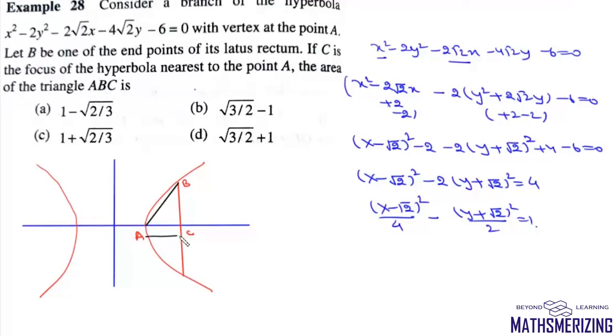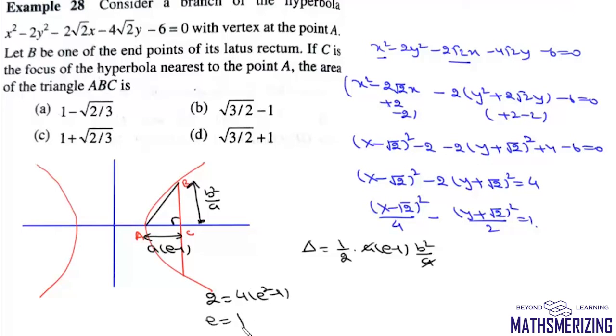Now we know that distance between vertex and focus is simply A E minus 1, and we also know that length of semi-latus rectum is B square upon A. So this area will be equal to 1 by 2 A E minus 1 into B square upon A. So here A and A will cancel. Now we need to find the value of E. We know that B square is equal to A square into E square minus 1. So we'll get value of E as simply root 3 by 2. So this area, it will be 1 by 2 and then root 3 by 2 minus 1 and then B square. B square is simply 2, so which will cancel. So answer to this question is root 3 by 2 minus 1, and that's your option number B.